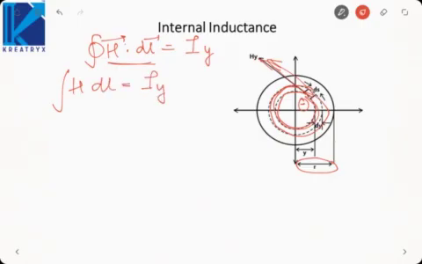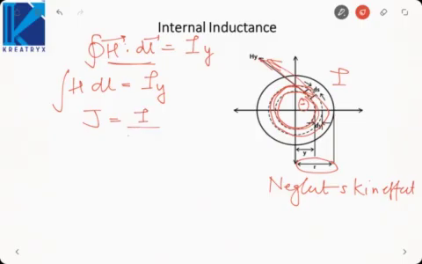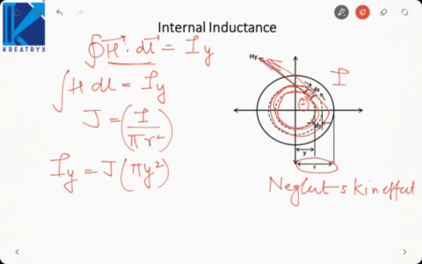Now first thing that we do is we assume that we are neglecting skin effect. So what is the reason why we are neglecting skin effect? So that current is uniformly distributed within the radius or within the cross-sectional area of the conductor. So the current density will be, if total current is I, J equal to I by pi r square. So current enclosed in a radius y will be J into pi y square, that is I into y by r whole square.